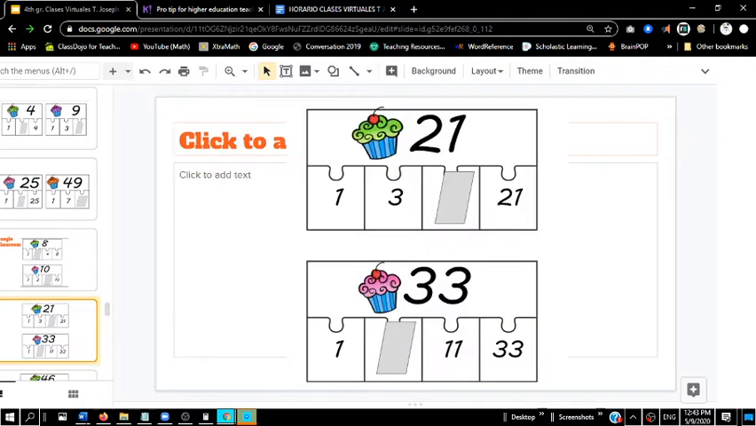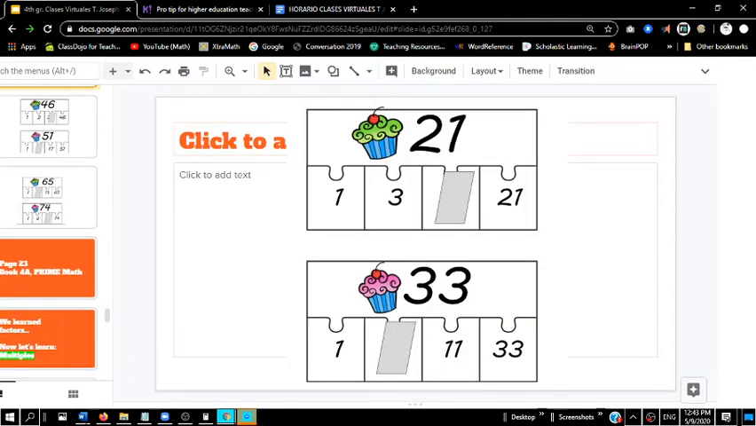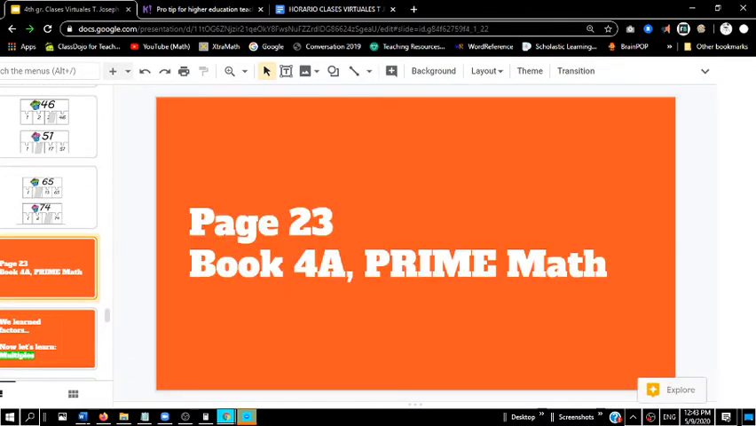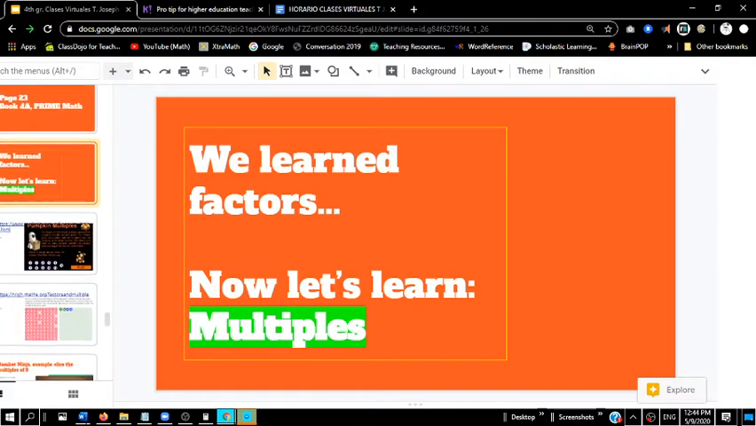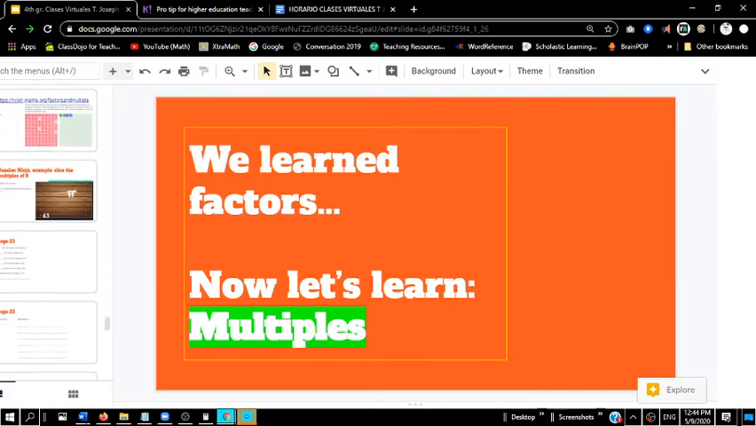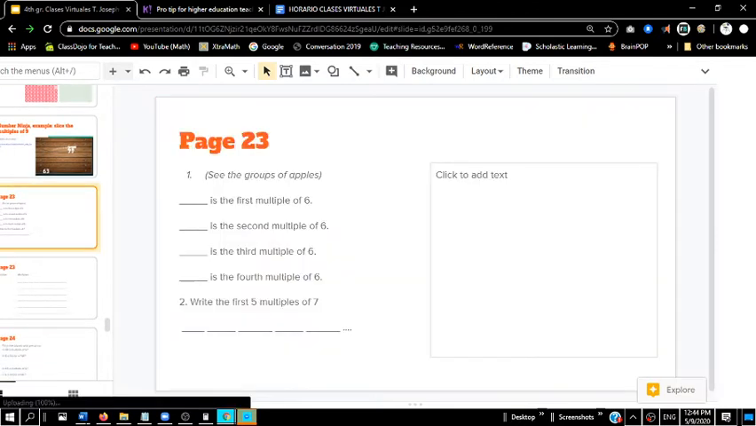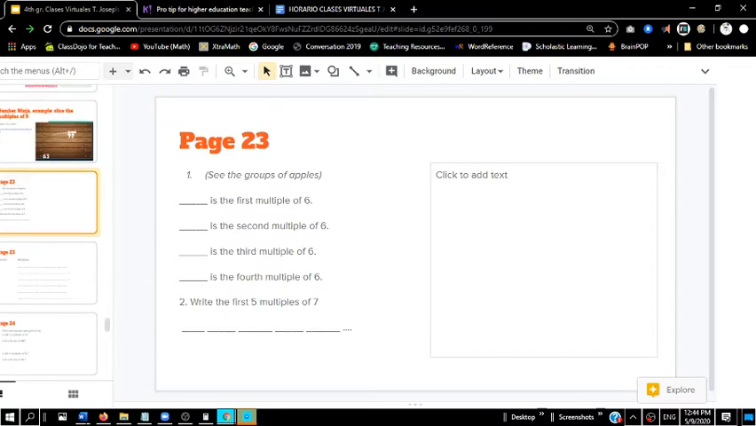Okay, so here's some more examples. Today we're going to be looking at page 23 to learn about multiples. Multiples is the topic for today. And I have lots of different games at the end to show you to practice multiples. We're just going to dive right in to find out what multiples are.